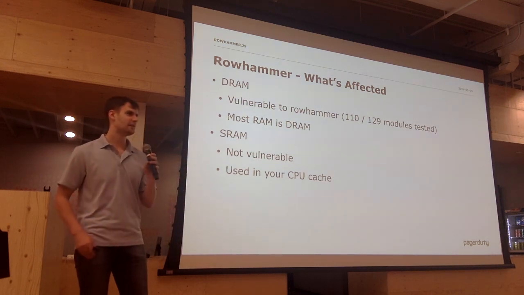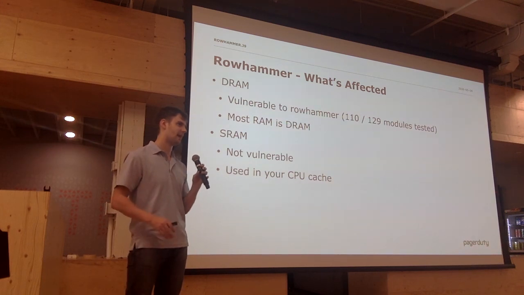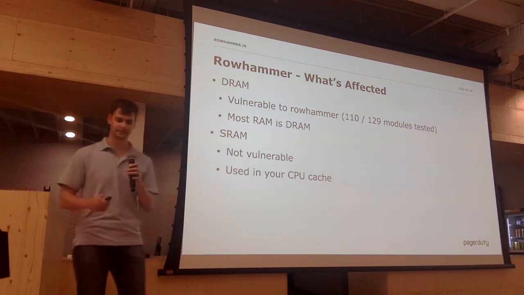Another kind of memory that you can have is called SRAM. That's the kind that's used in your CPU cache, and that kind isn't vulnerable.